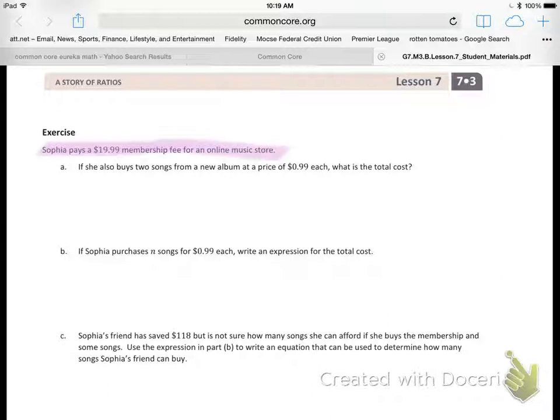So it says Sophia pays $19.99 membership fee to an online music store. Okay, so remember that $19.99. So A asks you here, if she also buys 2 songs from a new album at a price of 99 cents each, what is the total cost? Figure that out in whichever way you need to.